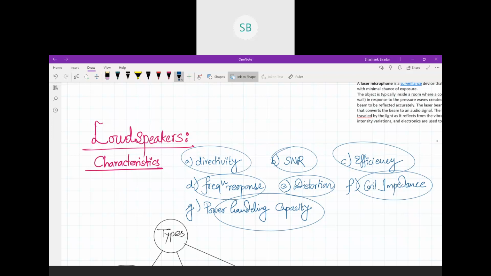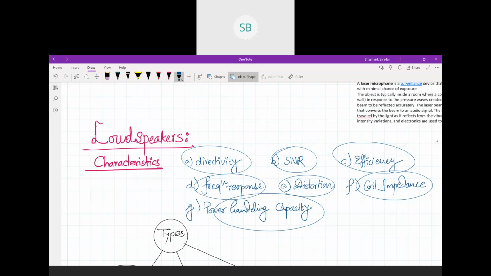Okay, the speaker efficiency is defined as the ratio of the sound output power of the speaker to the electrical power applied to its input. The efficiency is measured at a standard frequency. Basically 400 hertz is used to measure the efficiency of the speaker. The efficiency can be improved if mechanical impedance is matched properly with the acoustic impedance of the air volume being disturbed.